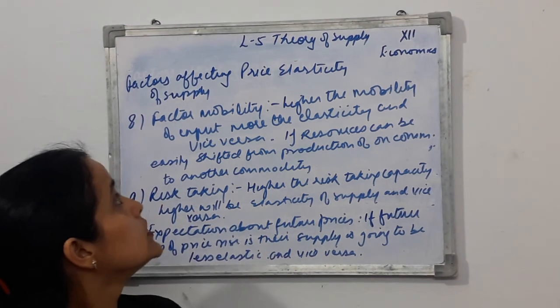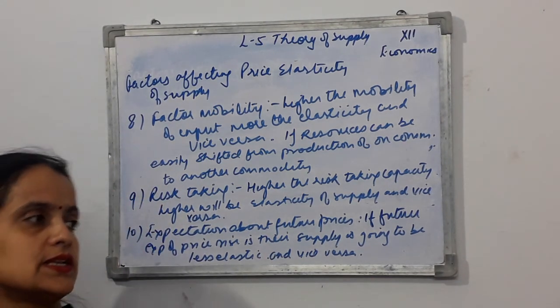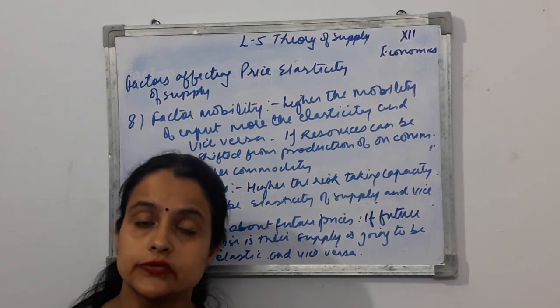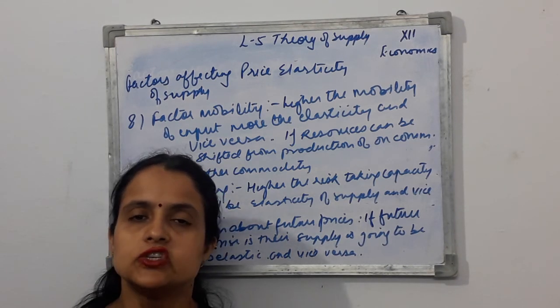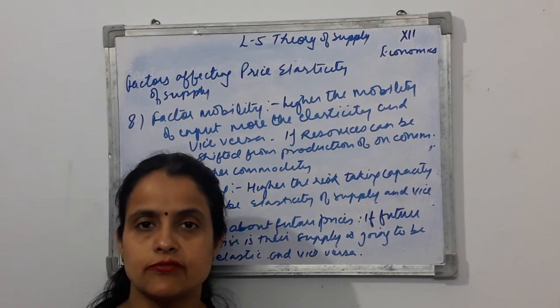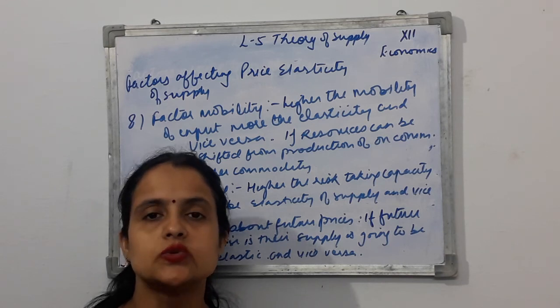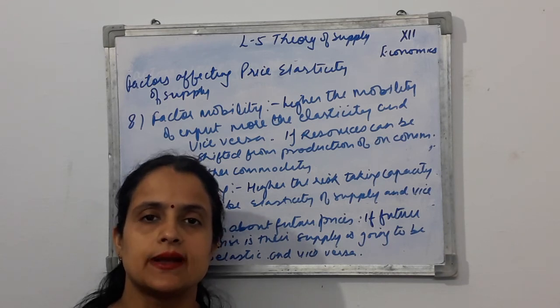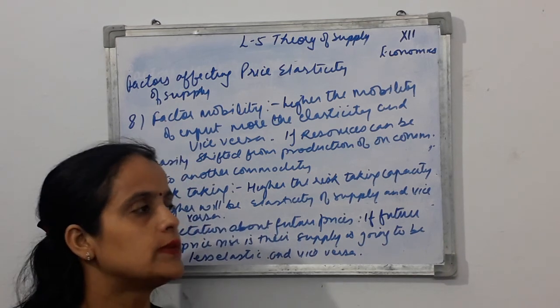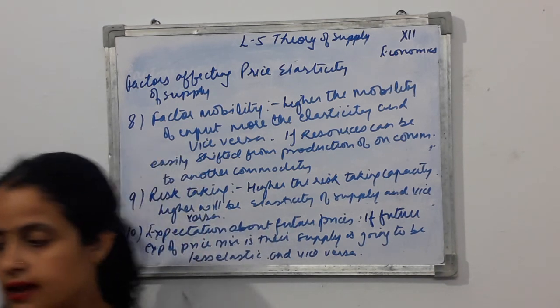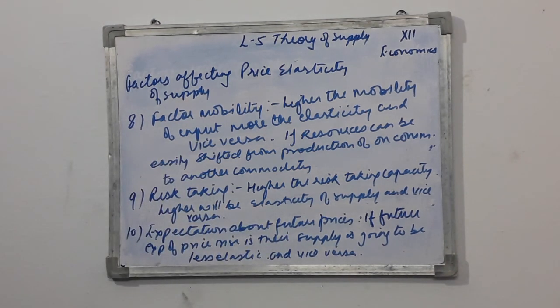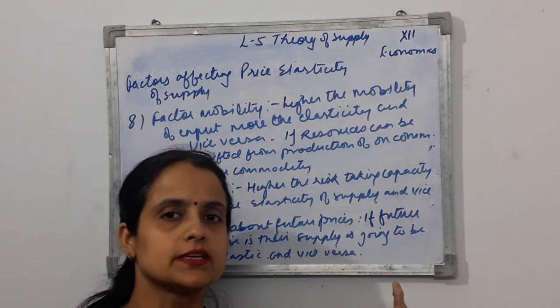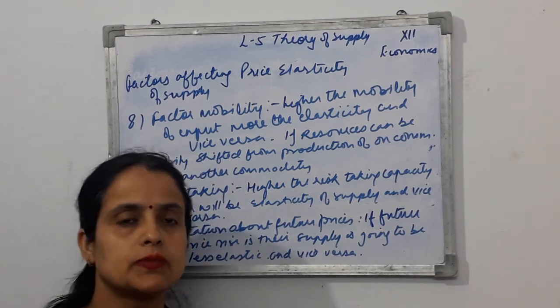So here we are finished with the factors which affect the price elasticity of supply, and not only are we finished with the topic, rather we are finished with the chapter also. We are finished with lesson number 5, that is theory of supply, in which we did the theory of supply as well as the price elasticity of supply. And soon we'll be starting with lesson number 6, and the name of this next lesson is market mechanism, equilibrium price and quantity in a competitive market.